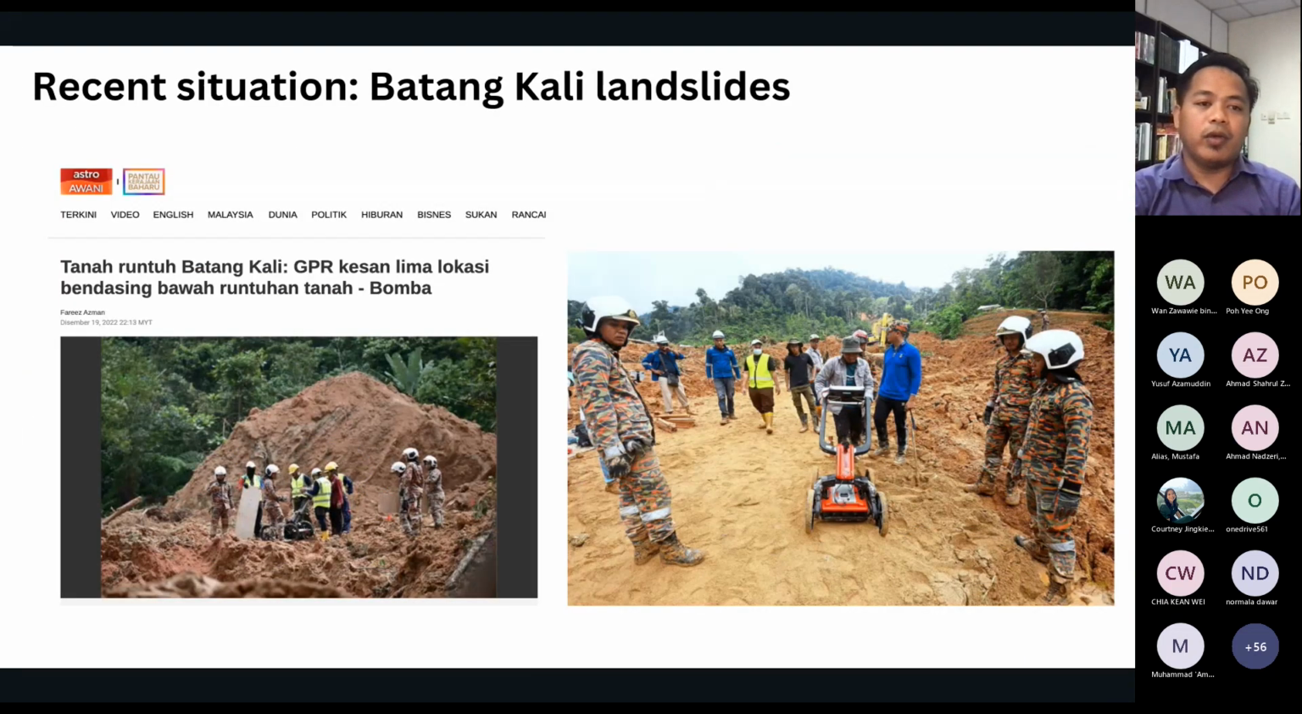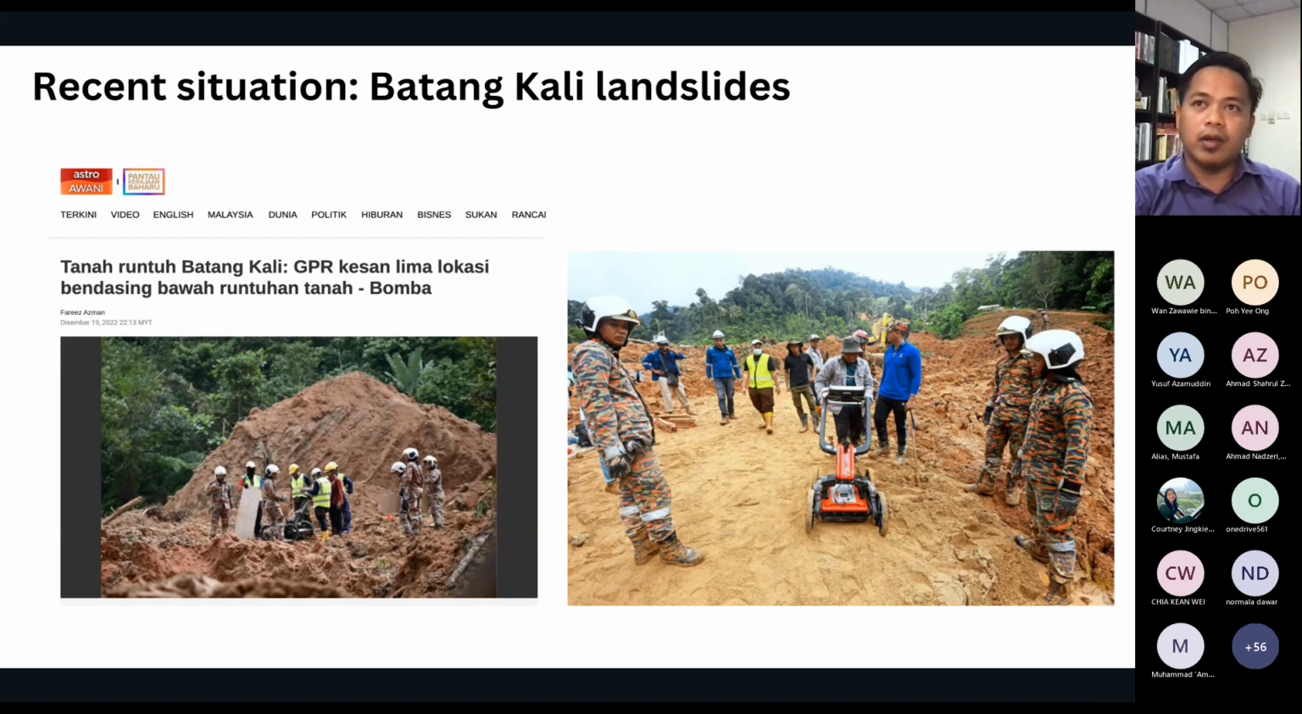And recently, we have a recent situation in the Batang Kali landslide. I think we pray for them, for the victims, and basically this is a situation where we used GPR to identify. But this is not more on monitoring, this is more on exploration, because the thing had happened before we did the observation.